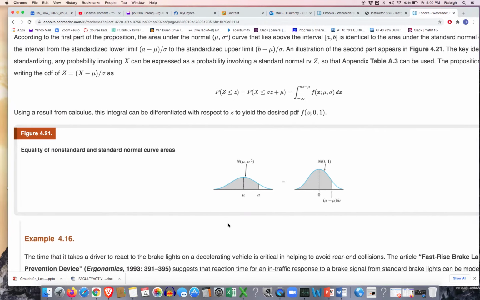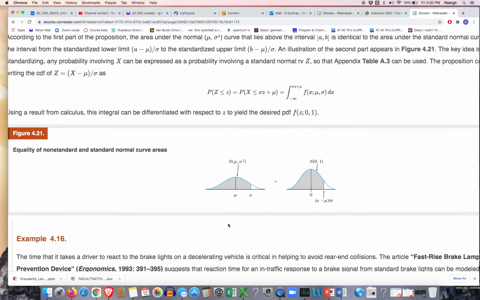Okay, equality of non-standard and standard curves. Oh, wow, I just saw some lightning. That's amazing. Didn't get any rain at all yesterday after 9/10 of an inch, and sorry about the diversion, but the lightning was rather dramatic as I record on Friday afternoon, late.